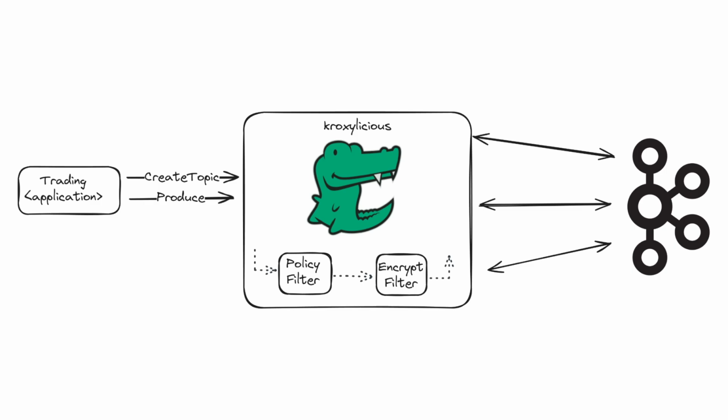And these filters are composable. You can chain them together like Lego blocks to create exactly the workflow you need. Do you want to validate your data and then encrypt it? Just build a filter chain. You can use our pre-built filters or easily write your own.